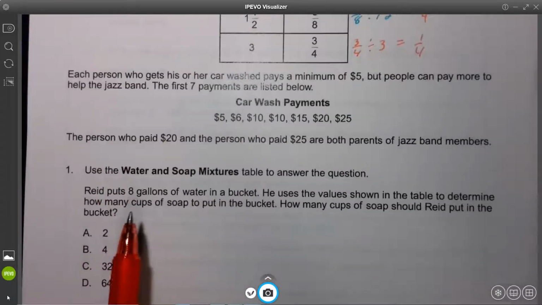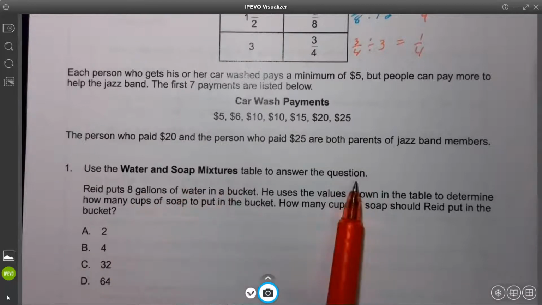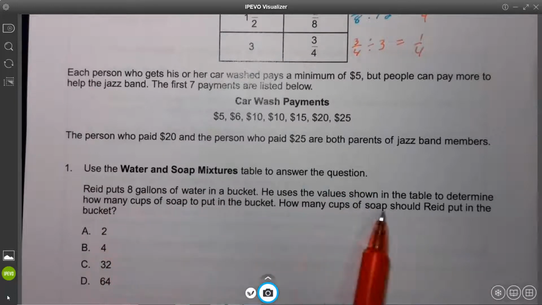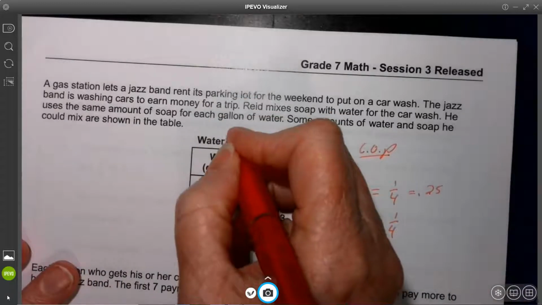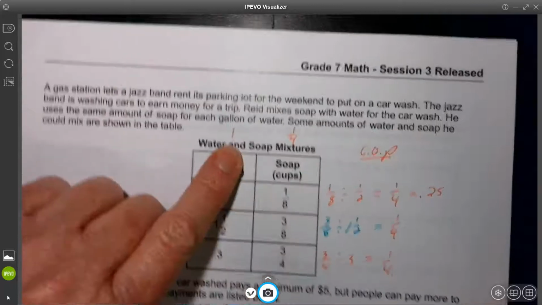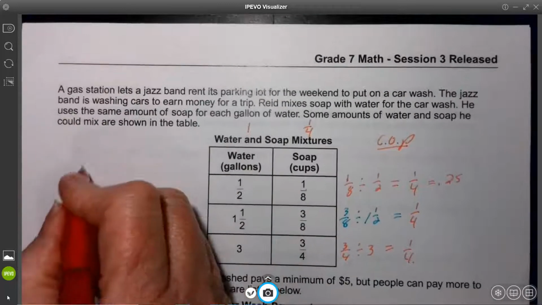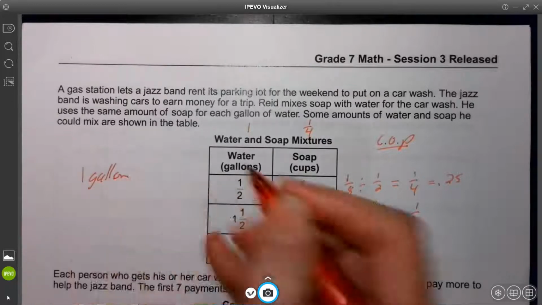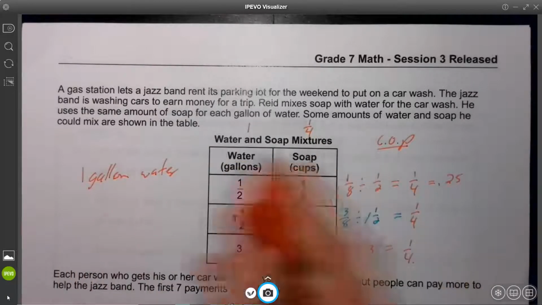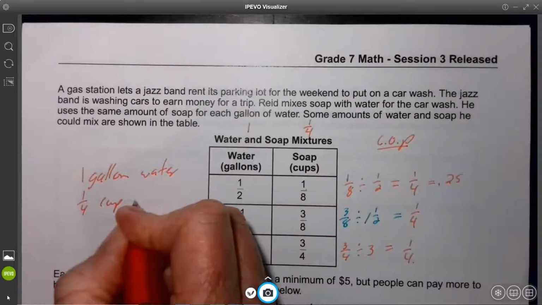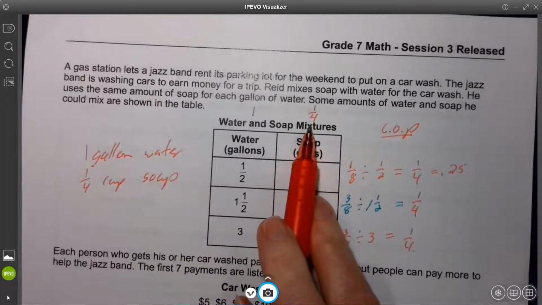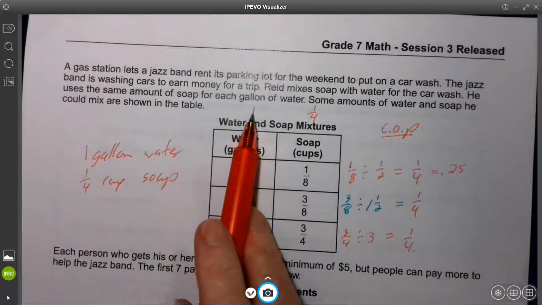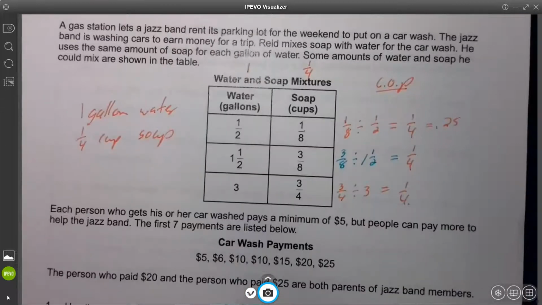Okay, so question number 1. Using the water and soap mixture table to answer the question. Reed puts 8 gallons of water in the bucket. Okay, so 8 gallons of water. Oh, that's the other thing. Before we go any further, what does this mean? Okay, remember your constant of proportionality means 1 to 1/4. So what does that mean? Let's actually say that. That means 1 gallon of water and 1/4 cup of soap. Okay, so 1 gallon of water for 1/4 cup of soap. That's our constant, 1/4, and that's because it's 1 over on the water, gallons of water.